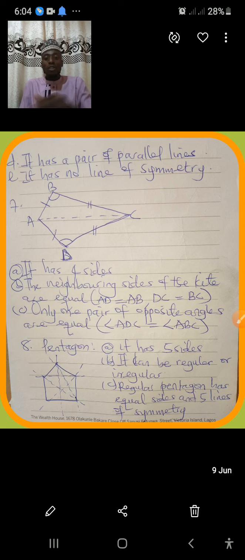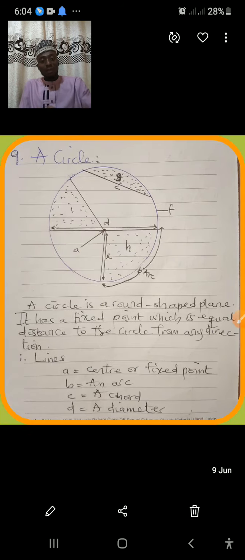So, in that order. Pentagon here, you see I have drawn it here. You can do it yourself. Draw it and look for the lines of symmetry to be what? 5. That is pentagon. Now let's go to the rest of the n-gons, maybe 21-gon, 22-gon, 23-gon, 24-gon, and the likes. So number 9, a circle.